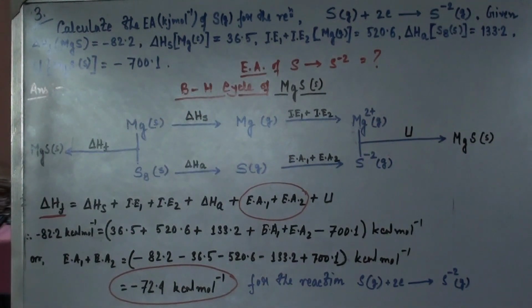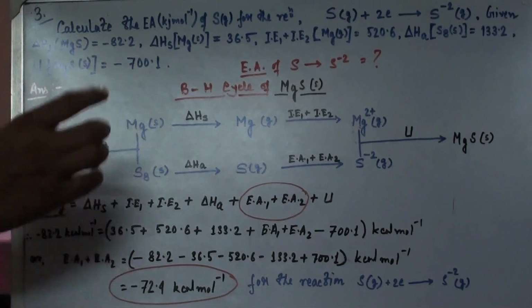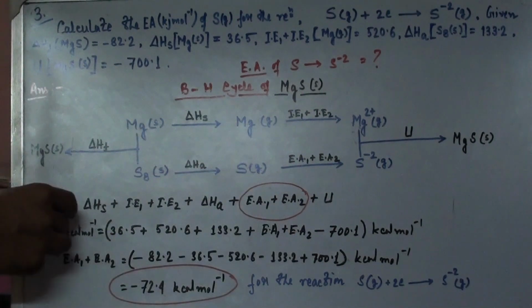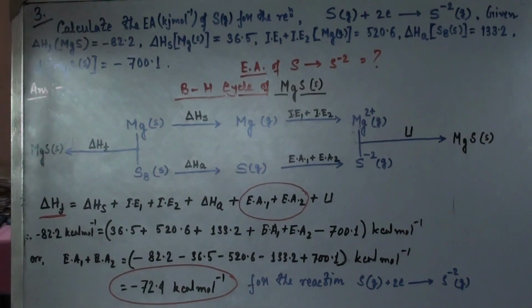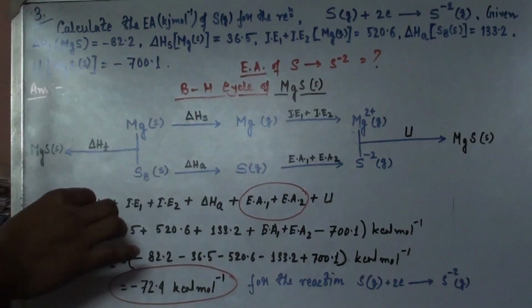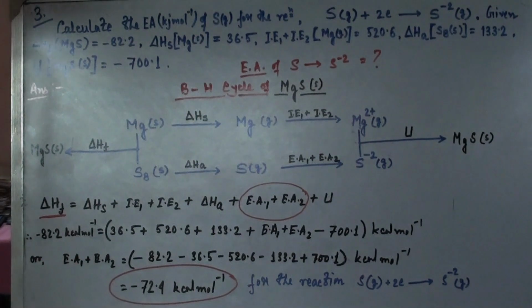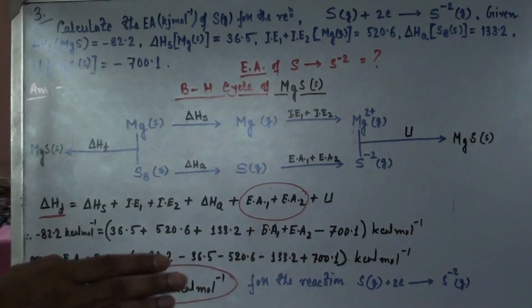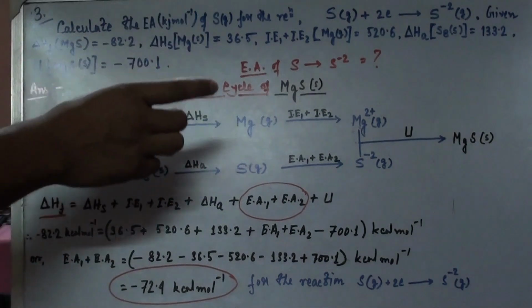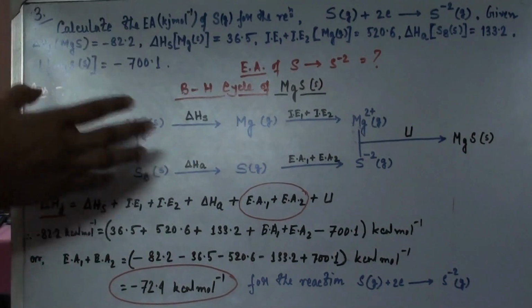Another interesting point I would like to mention: for this type of problem, you must be careful about the unit. You must put the unit on both sides, from the preliminary level of the equations. If you forget to put any unit on a particular side, your marks will be deducted. So in this process we have calculated the electron affinity value for a particular change, sulfur to sulfide, using the Born-Haber cycle.